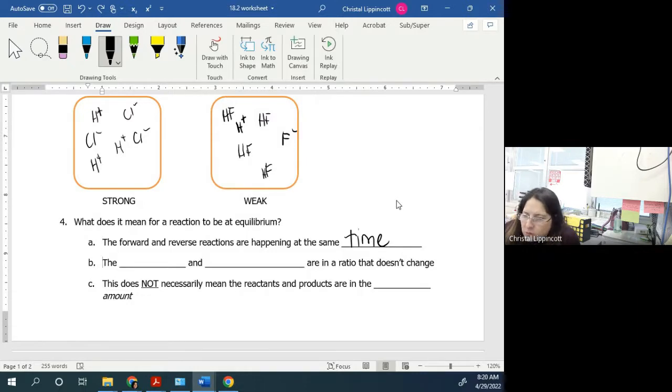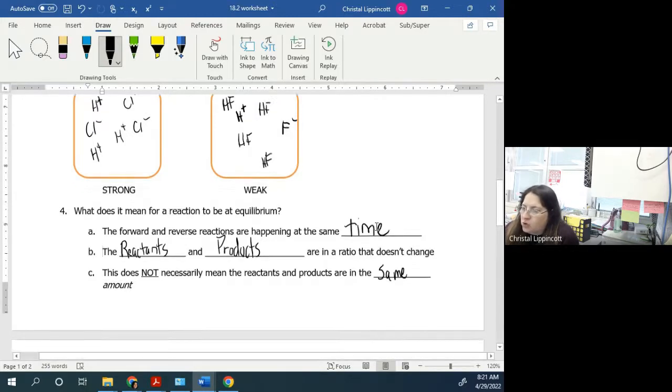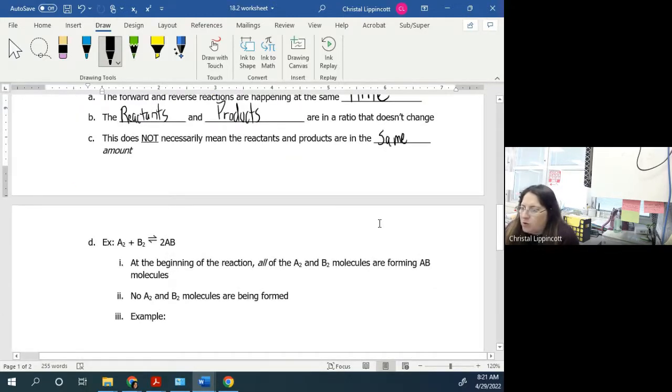Okay, so reactants and products are in a ratio that doesn't change. This does not necessarily mean that the reactants and products are in the same amount. They're not often. Most of the time they aren't. It's very rare that that happens. And like I said, I'll show you how to figure that out when you get into AP.